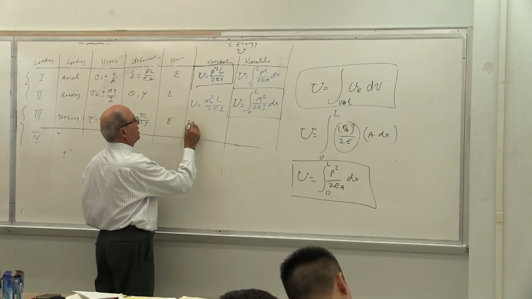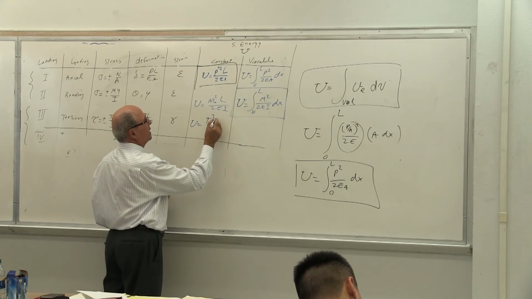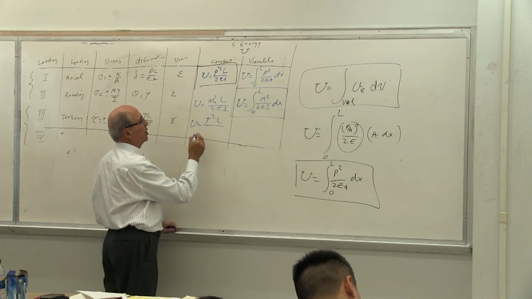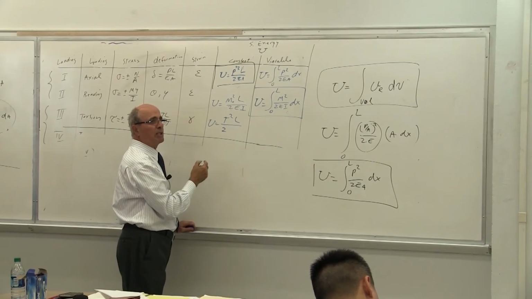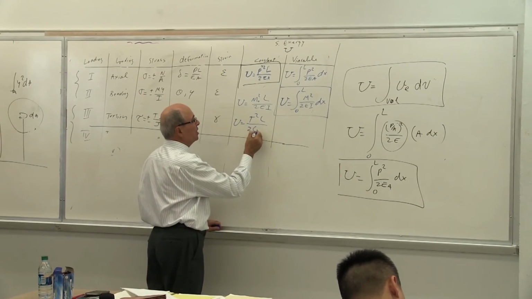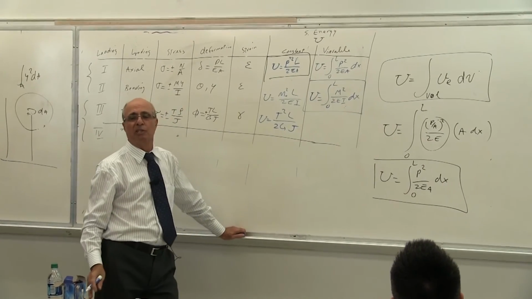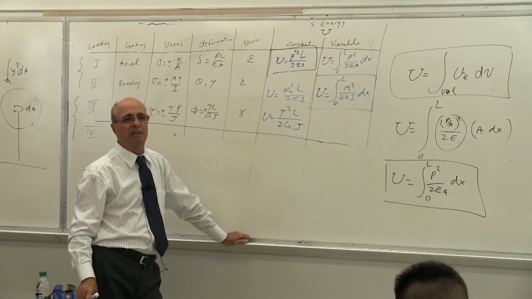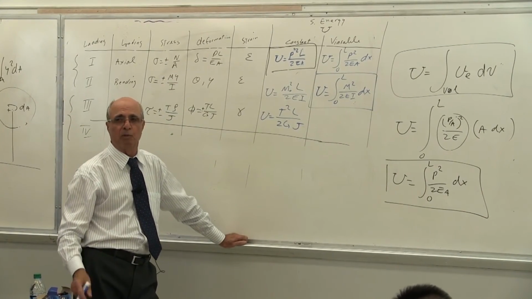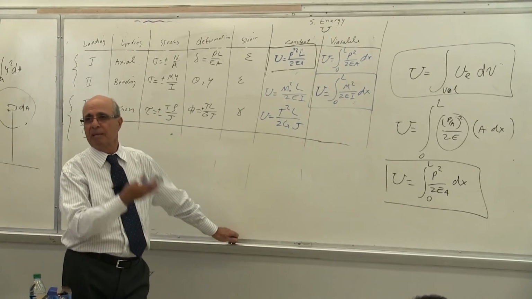U equals, as I said, this is typical, T squared L divided by what? 2 what? 2, what's the? G, modulus of rigidity, and J. Is that correct? Because the formula changes. Is that correct or not? Yes? So I don't have to derive that for you. You can see it by similarity.